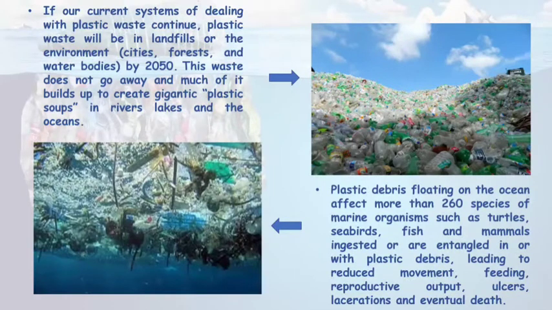This waste does not go away, and much of it builds up to create gigantic plastic soups in rivers, lakes, and the oceans. The plastic soup consists mainly of fishing nets, plastic bags, and plastic bottles and caps. Plastic debris floating on the ocean affects more than 260 species of marine organisms such as turtles, invertebrates, seabirds, fish, and mammals, which ingest or are entangled in plastic debris, leading to reduced movement, feeding, reproductive output, ulcers, lacerations, and eventual death.